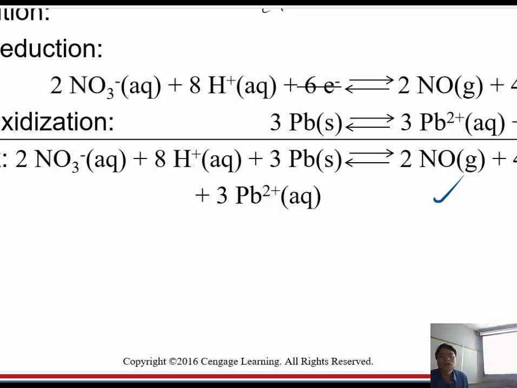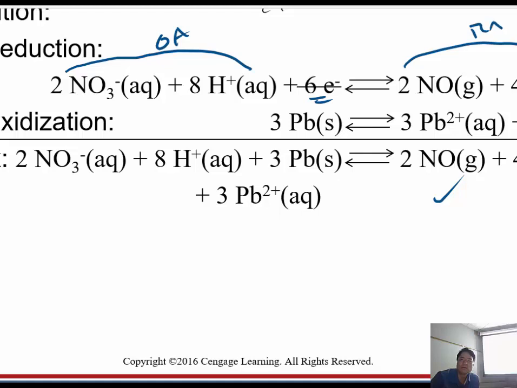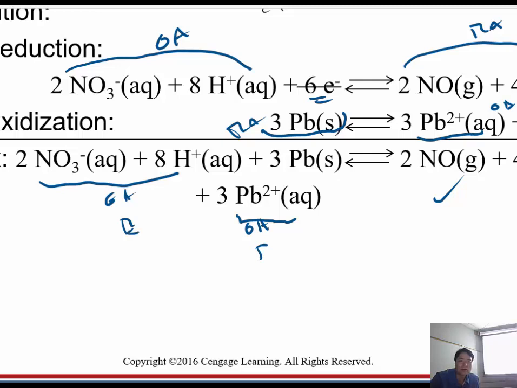Now, when we do this chart method, we use the conjugate relationship to figure out the conjugate pairs. And so this is our oxidizer. Oxidizers take electrons. Therefore, this must be the conjugate reducer. This is the reducer here, the lead. And therefore, this is the conjugate oxidizer. And so we can label that, and then we can compare the strengths. If this is the oxidizer here on the reactant side, and this is the oxidizer on the product side, which one's stronger? So we're looking at nitrate and H plus versus Pb2 plus.